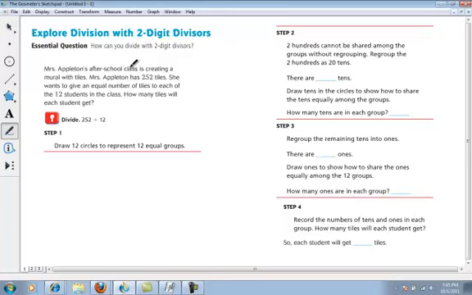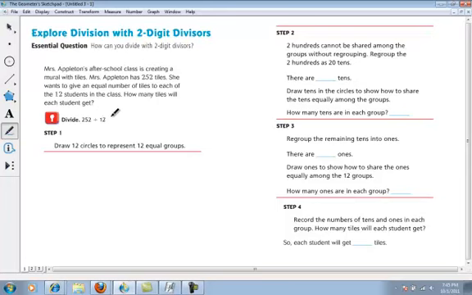Mrs. Appleton's after-school class is creating a mural with tiles. Mrs. Appleton has 252 tiles. She wants to give an equal number of tiles to each of the 12 students in the class. How many tiles will each student get? Well, to answer this question, we're going to need to divide 252 divided by 12.